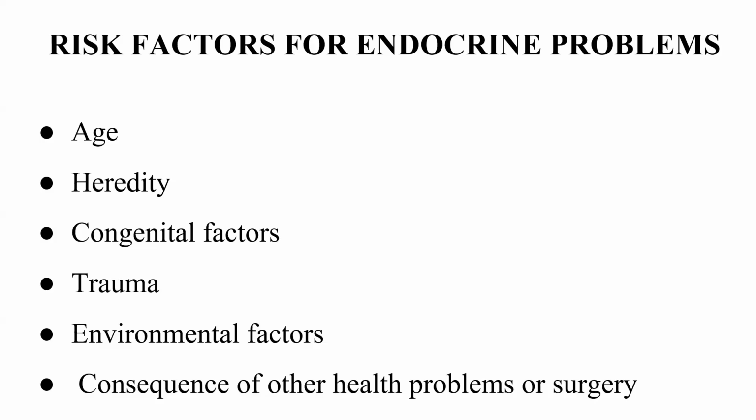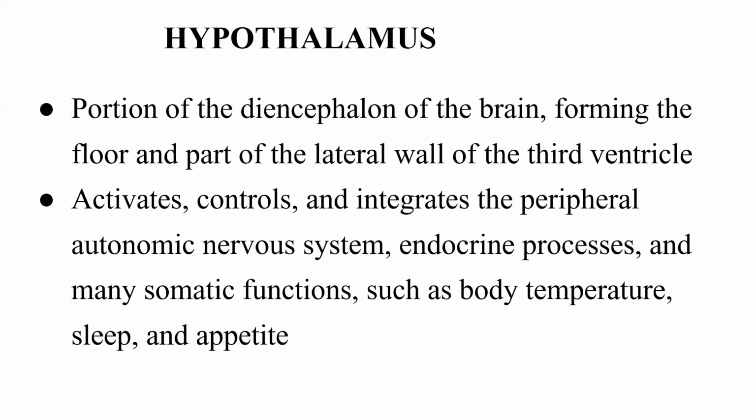So for risk factors that can cause endocrine disorders, the first one is the modifiable factors. Examples under the modifiable factors, you have age, you have trauma and environmental factors. While other non-modifiable factors will be that of the congenital factors and the consequences of other health problems or surgery, and hereditary. These are basically the factors that can affect it.